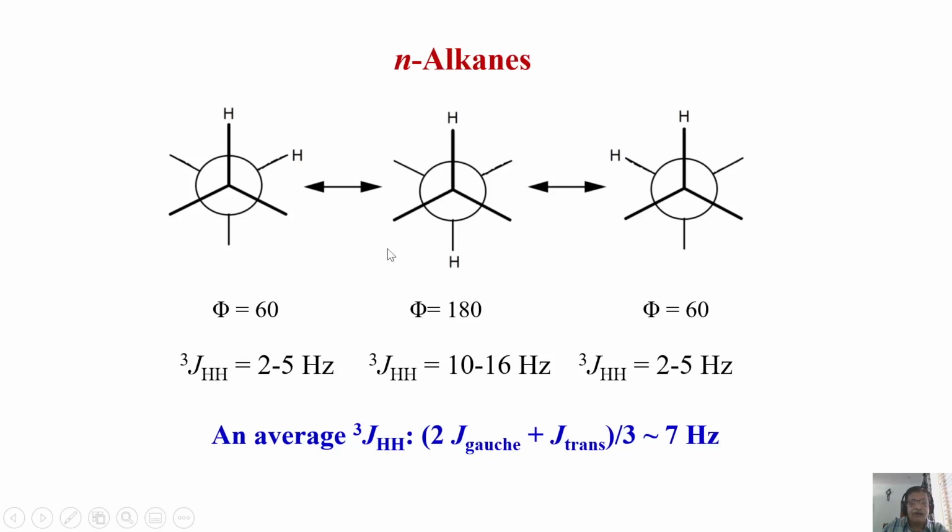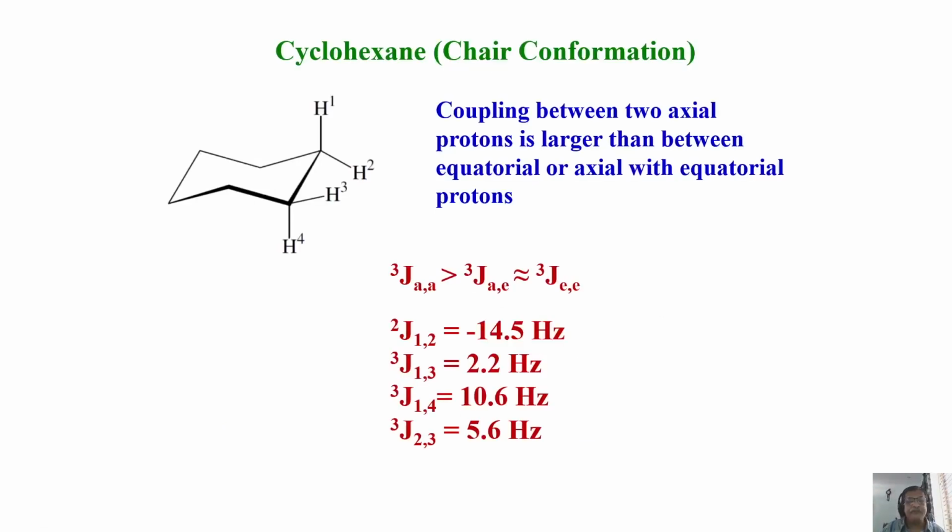Look at this one. When the interchange is going on between these conformations, for this conformation when phi is 180, coupling can be very large, of the order of 10 to 16 hertz. So J coupling can give you information about the conformation. You get some information about alkanes. For example, if I take cyclohexane, I'm just giving you chain structure conformation.